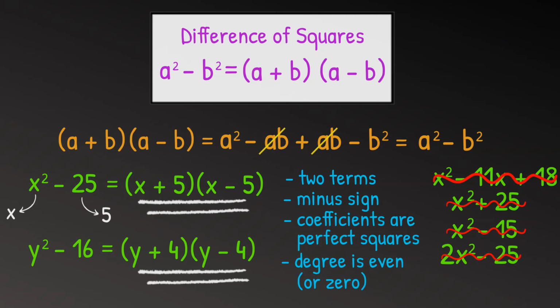And finally, the degree has to be even or 0. So x squared, x to the power 4, x to the power 6 is fine, and anything to the power 0 is 1, so that's also okay. But if we had x cubed minus 16, we could not use the difference of squares on that either.